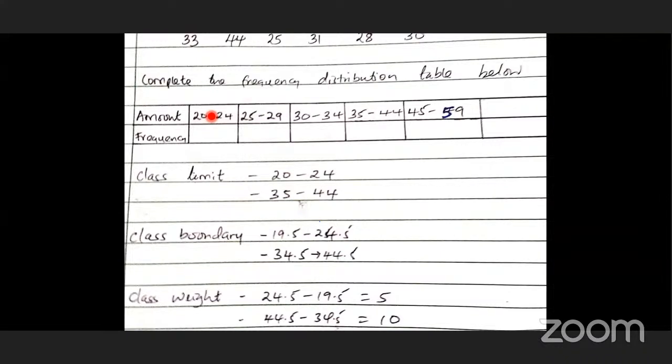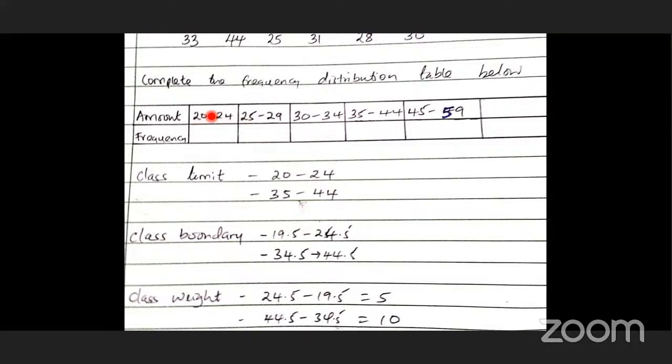An alternative way of getting the class weight is getting the difference between the boundaries. That is the upper class boundary minus the lower class boundary. So specifically for the highlighted class, we take the upper class boundary, which is 24.5, then we subtract the lower class boundary, which is 19.5.